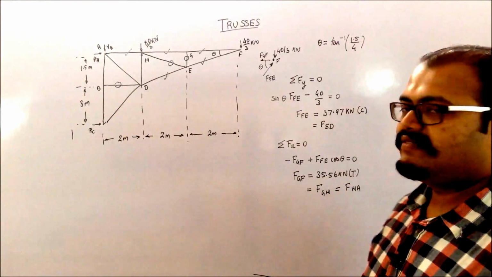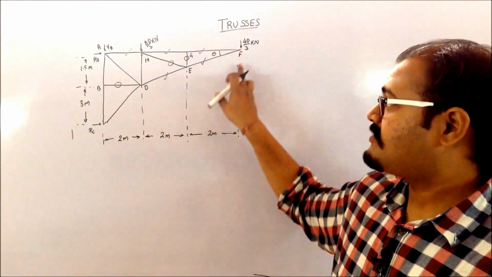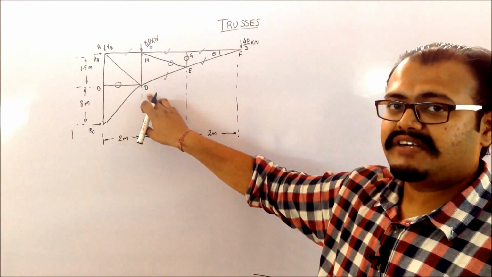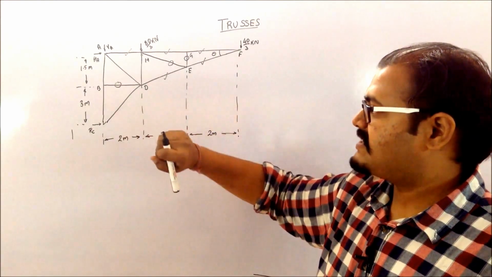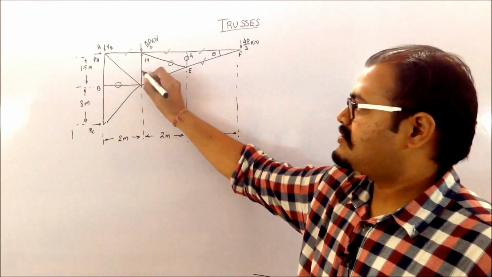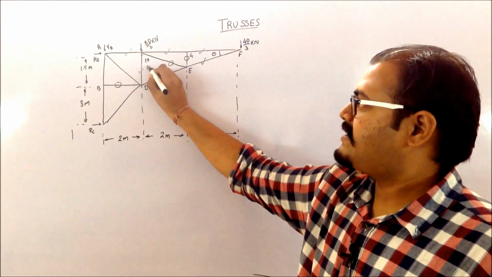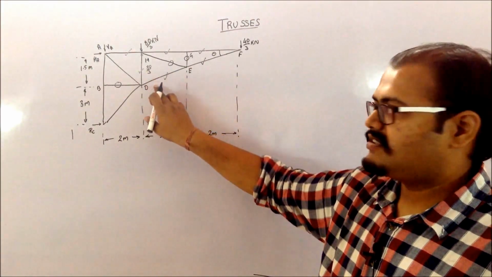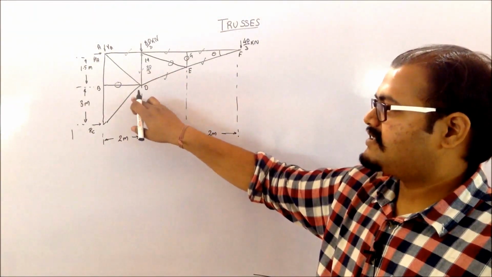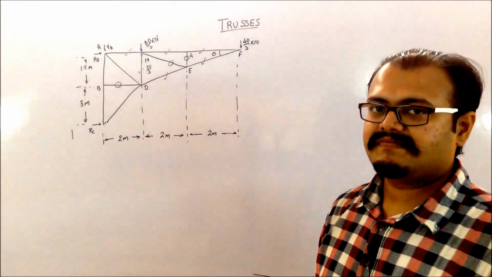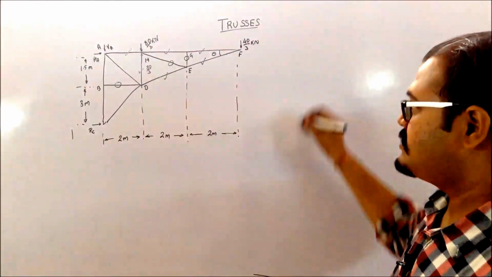So all of them will be in tension. After going for joint F, we can choose joint D, because if I am considering D, I know this particular force. I also know this particular force, which is my 80 by 3. Because I know these forces, the only unknowns remaining are these two forces, because this is my zero force member. So let me draw that joint.